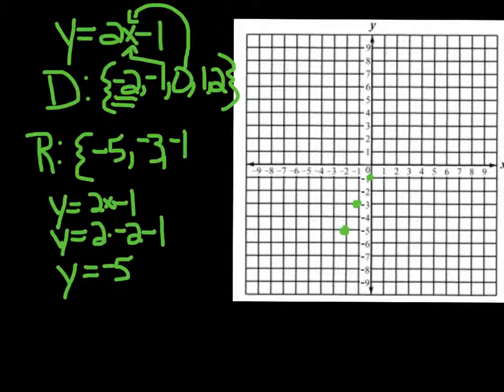Then we're going to put 1 in. 2 times 1 is 2. 2 minus 1 is 1. So when x is 1, y is 1. And then the last member of our domain is 2. So when we put 2 in, we're going to have 2 times 2 is 4. 4 minus 1 is 3. So there's the last member of your range. So we have the ordered pair when x is 2, y is 3. And so you have those points.